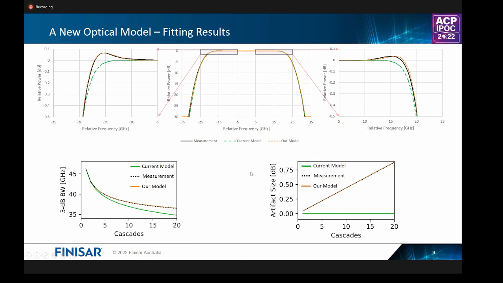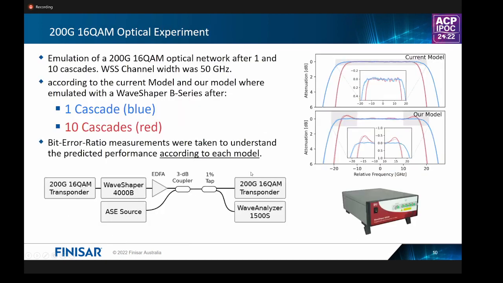So to get an understanding of the differences and the improvements with this model, how does this translate to optical experimentation? What we did is an emulation of 1 in 10 cascaded WSS using a 200G 16 QAM optical network.